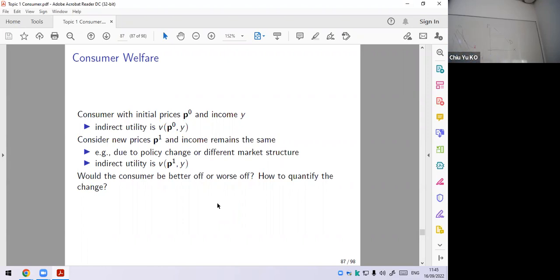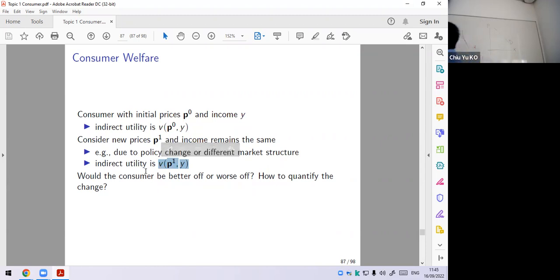So we focus on the simplest case, where we consider a consumer with initial price P0 and income y. The income is kept the same. The change is that I have the price change to P1. Now suppose you have an indirect utility function. Previously the consumer is like this. Now the consumer is like this.